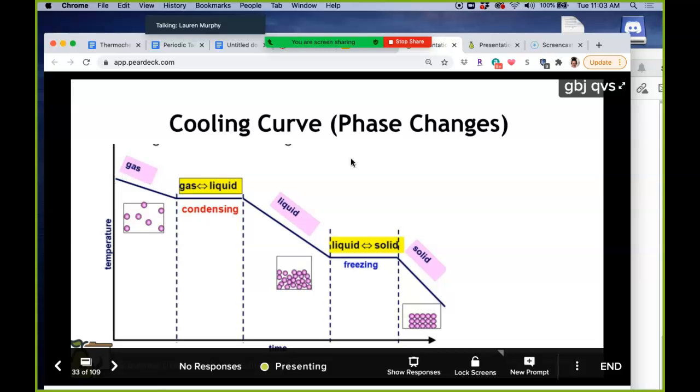So this is a cooling curve, right? This is just the opposite of a heating curve. You start at a hotter temperature and you get cooler and cooler until you turn a gas into its solid. It's just the reverse of a heating curve.